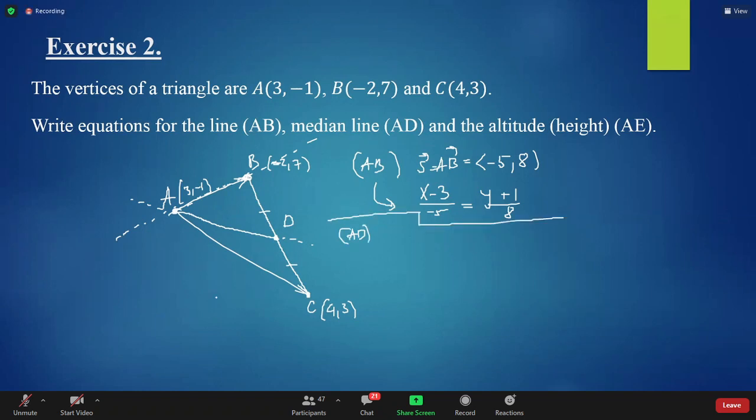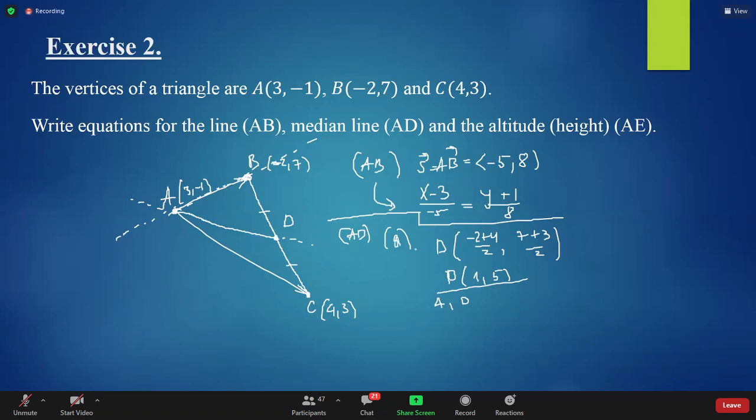method 1 should be, for example, point D has coordinates, let's see, (-2 plus 4) divided by 2, (7 plus 3) divided by 2. Remember, we had the midpoint coordinates. So in fact, we have 2 divided by 2 is 1, 10 divided by 2 is 5. And so we can use point A and point D: point A is given, point D we just found, so we can again use the equation through 2 points.